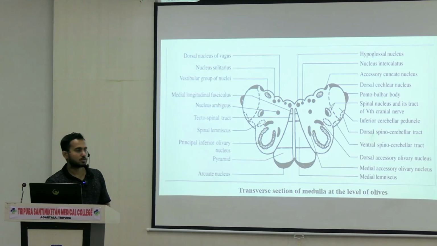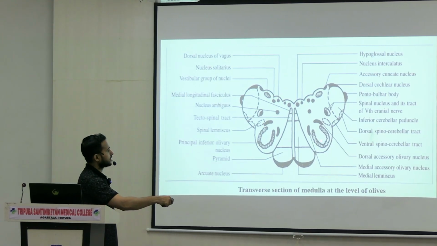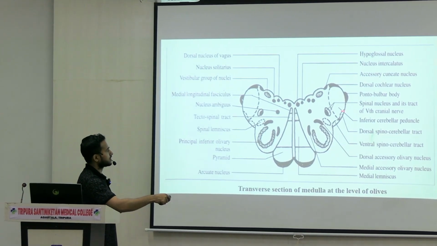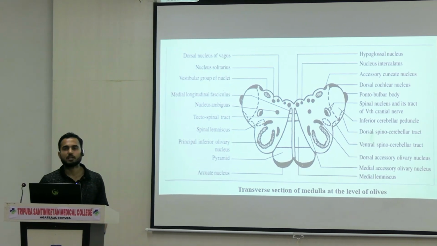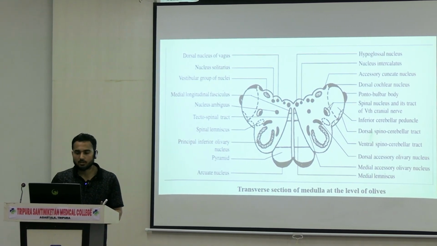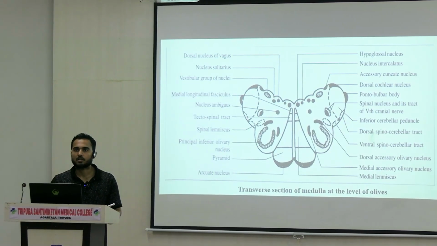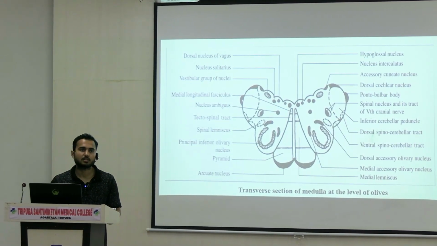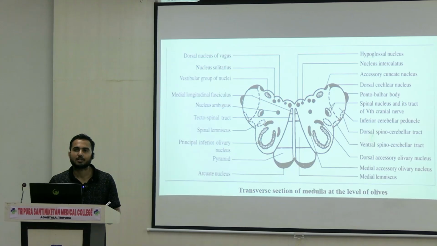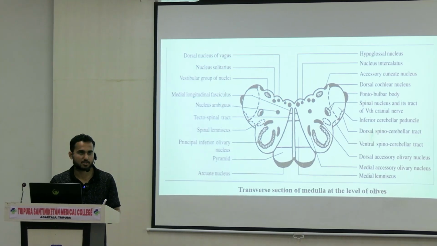So this inferior olivary nuclear complex, the fibers which are coming out from here will form the climbing fibers that will go into the cerebellar cortex. And you have seen it is synapsing with the dendrites of the Purkinje cells.